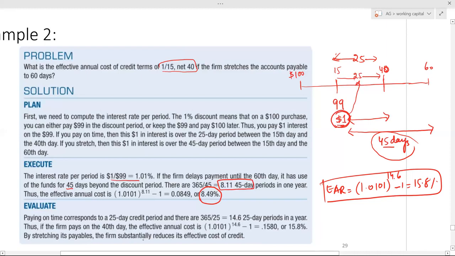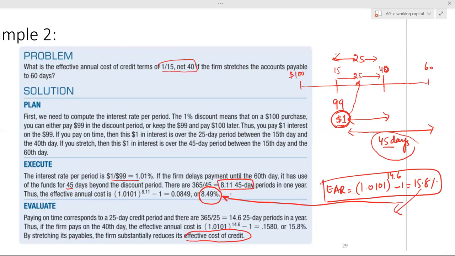By stretching its payable, the firm substantially reduces its effective cost of credit. So if the company pays on the 40th day, we are talking about with respect to payables, right? So if the company pays on the 40th day, the effective annual cost is 15.8%. But if the company is stretching, the cost will reduce from 15.8% to 8.49%. Remember that we are now talking about with respect to cost.